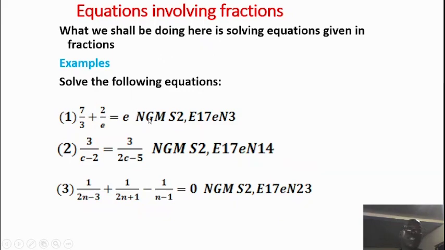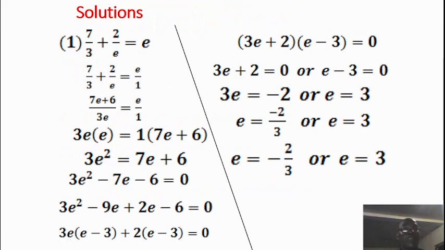The first one is New General Mathematics SS2, exercise 17E number 3. The second one is your New General Mathematics SS2, exercise 17E number 14. And the third one is still your New General Mathematics SS2, exercise 17E number 23. We are to solve the equations. These ones are equations because there are signs of equality. We carry on. Solution, the first one, we are given this.